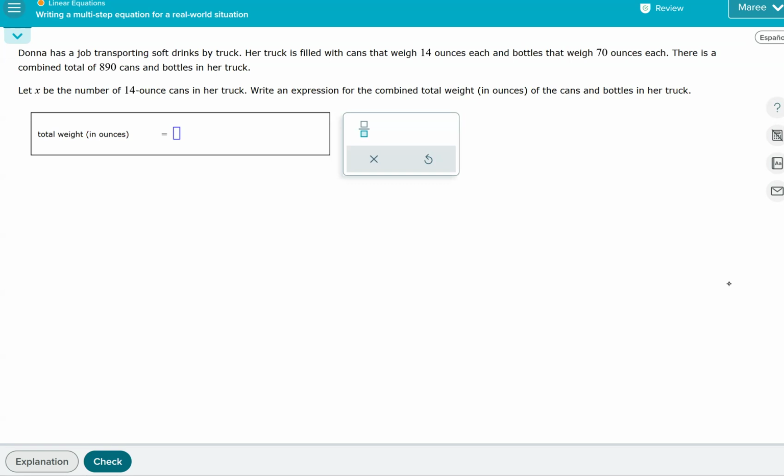Okay, so if we have 14 ounces times however many cans she has, which is X, and then we add 70 ounces times how many bottles she has, let's just call that Y for right now, that will give us our total weight. They don't tell us that we can use Y, but they did tell us there's the 890 total cans and bottles. So in place of Y, we know that there's 890 total. So X, if we take 890 minus X, that will give us Y.